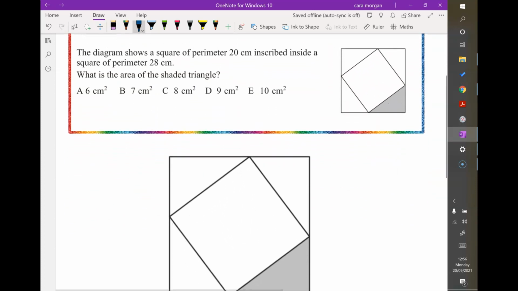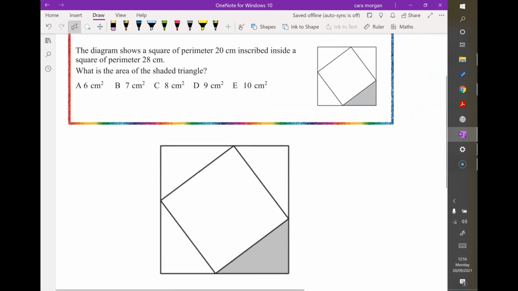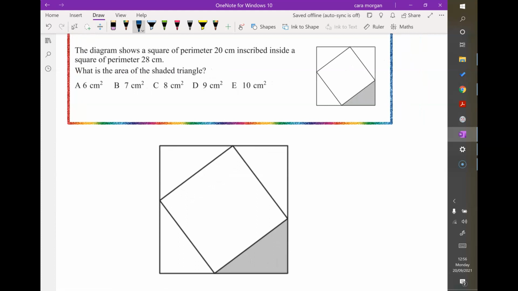Okay, so this diagram shows a square of perimeter 20 centimetres inscribed inside a square of perimeter 28 centimetres. And I've got to find the area of the shaded triangle. Now, looking at the outside square, this really large square that goes all the way around the edge of my diagram, I'm told its perimeter. So I'm just going to write down its perimeter is 28 centimetres.